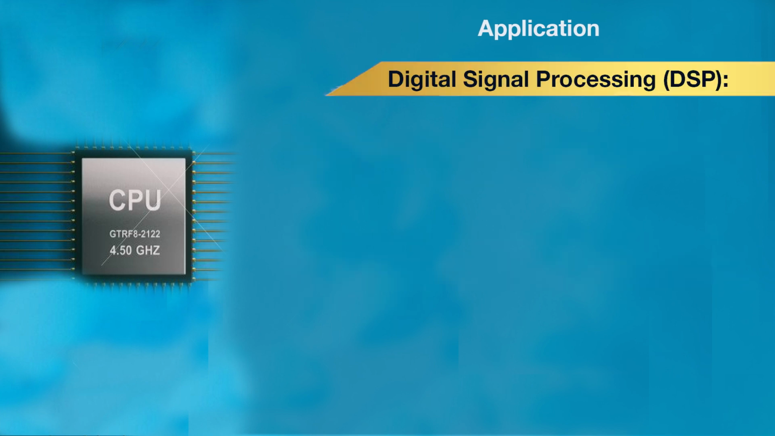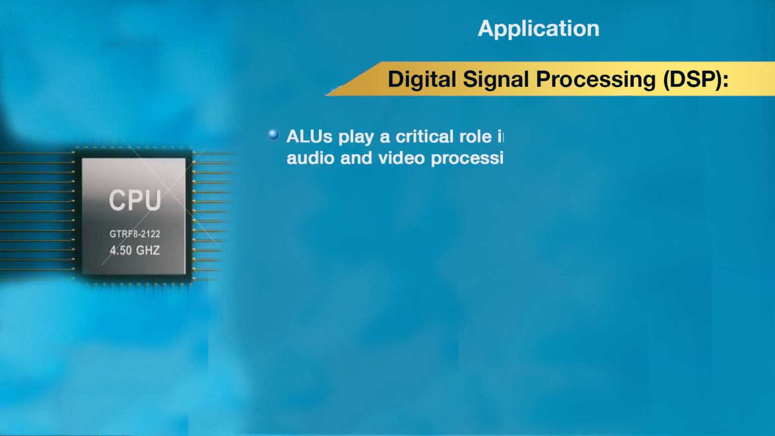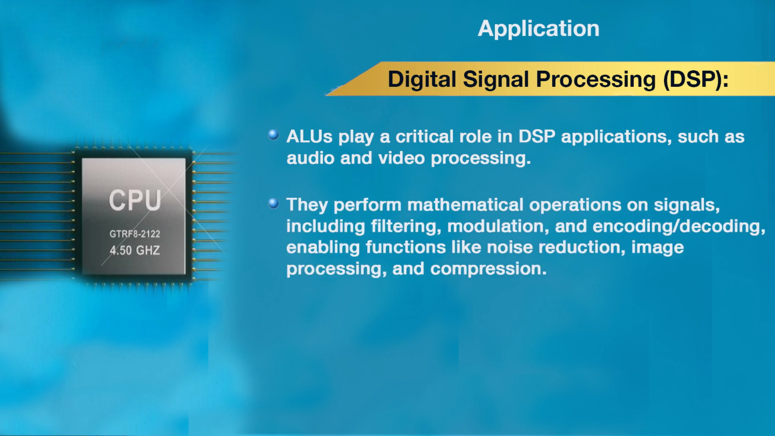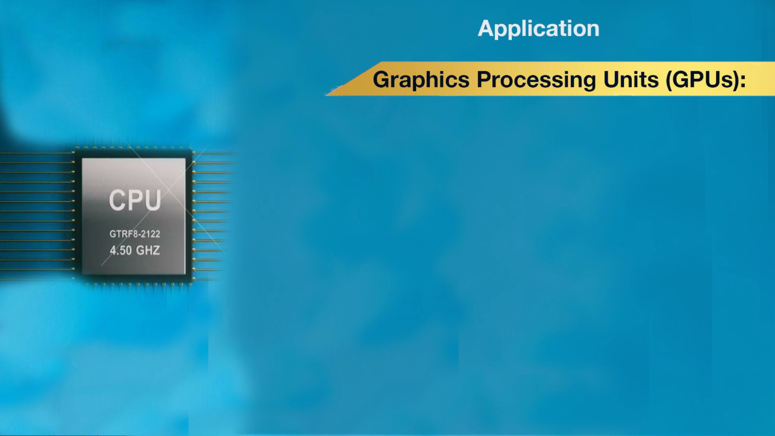Digital signal processing, that is called DSP. ALUs play a crucial role in DSP applications such as audio and video processing. They perform mathematical operations on signals including filtering, modulation, encoding, and decoding, enabling functions like noise reduction, image processing, and compression.